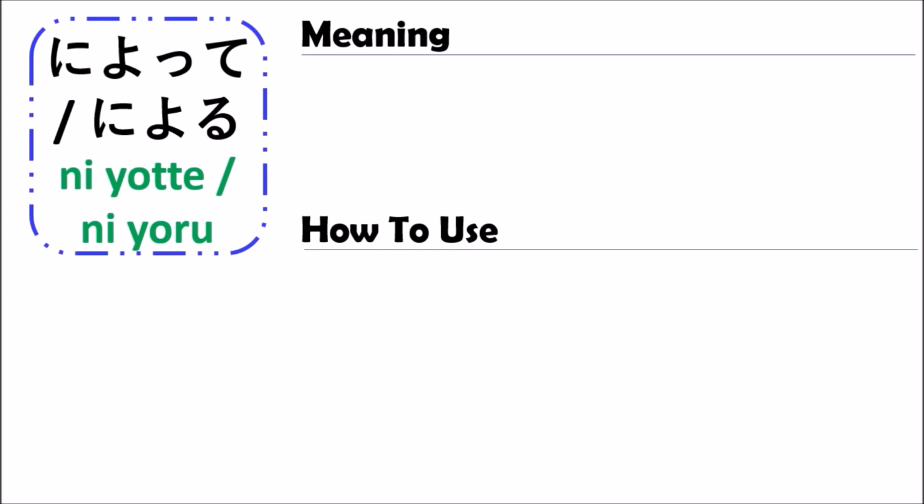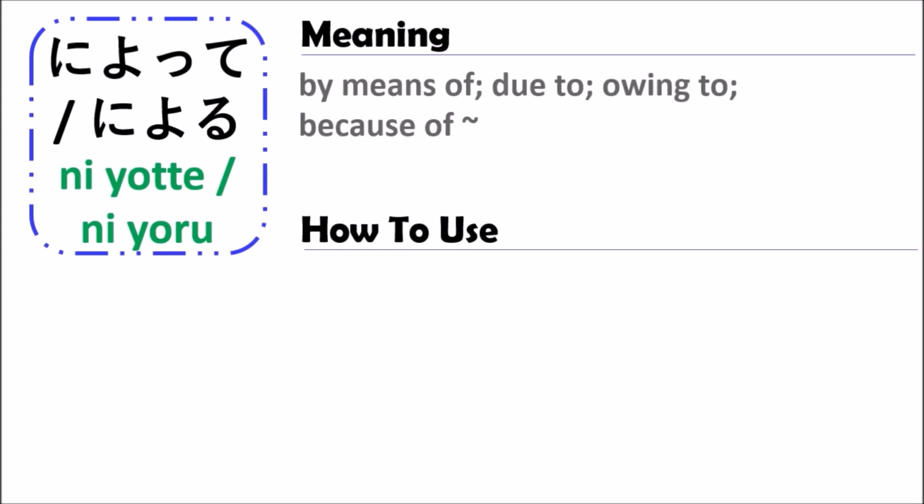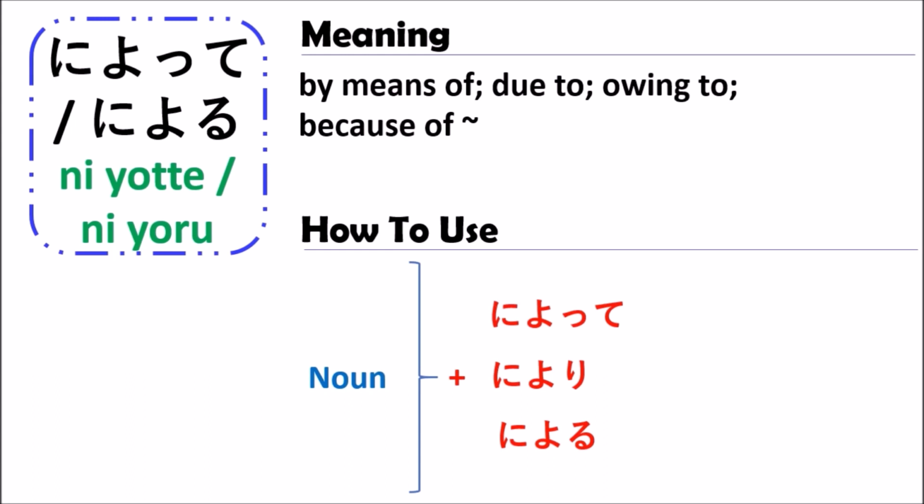Niyotte or niyoru just has the meaning of by means of, due to, owing to, or because of something. When you use the grammar of niyotte, niyori or niyoru, you use it with a noun. That means you start with your noun, and after that you can say niyotte, niyori or niyoru, depending on you. They all have the same meaning: by means of, due to, owing to, or because of something.